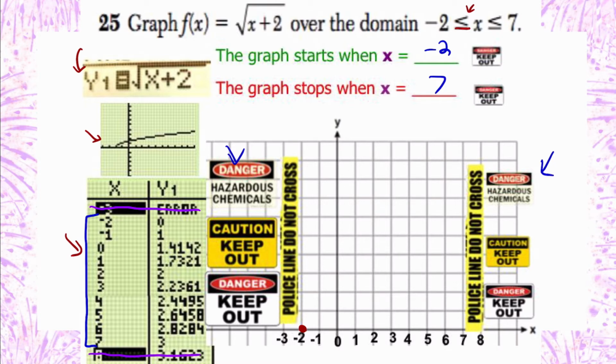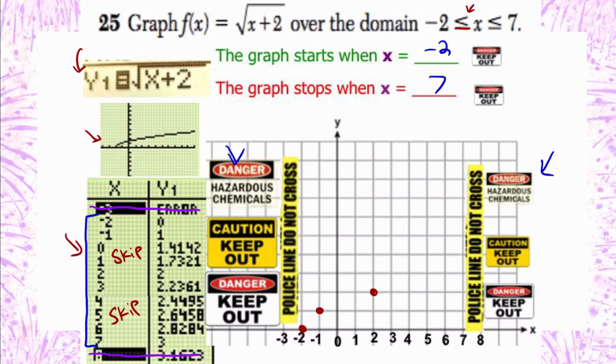The next point I can plot is -1, 1. And do you think I'd be able to plot the next point easily? 0, 1.4142? No, that's going to be a mess. So I am going to skip any points that look gross. So what's the next point that I should plot? Should be 2, 2, which is right here. 2, 2 on the graph. And I'm going to skip.